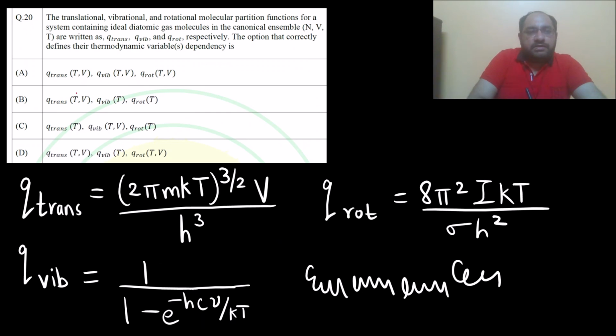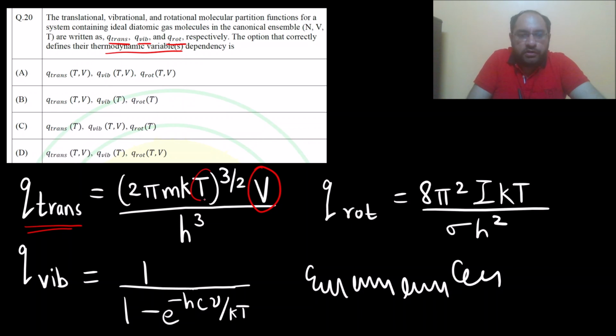So the last question for this video, they have given three partition functions. They depend on which thermodynamic variables? That is the question. This Q trans is the translational partition function. You can see it depends on volume, and it also depends on temperature. The translational one depends on temperature and volume. This can be the answer. Option C, only temperature, is incorrect. Option D, temperature and volume. So one option is eliminated.